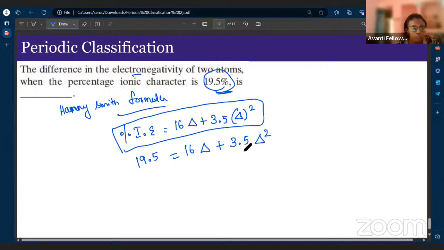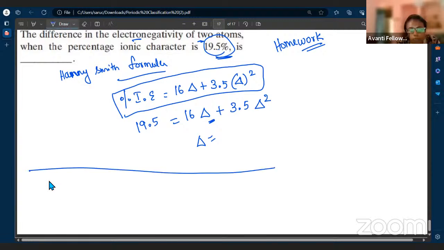So the percentage ionic character between the two atoms is 19.5%, and you have to find the difference in electronegativity, delta. You have to solve for delta. You can do it, so take this question as homework. You can use the formula to find out the delta. And I have a review homework.